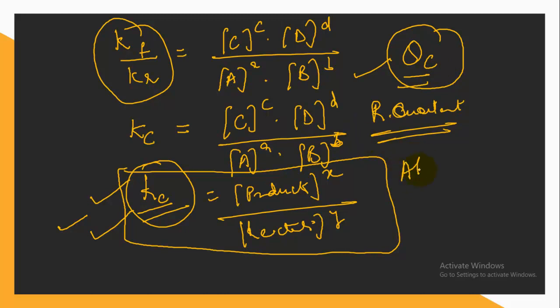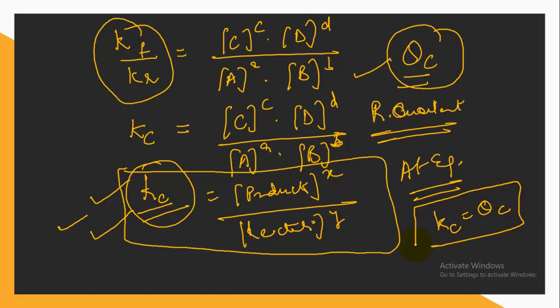And at equilibrium, what happens? Kc is always equal to Qc. That is, the equilibrium constant value is equal to the reaction quotient. So if both values are equal, that specifies the equilibrium point. But if the Kc value is more than Qc, that means the products predominate. And if Qc is more than Kc, that means the reactants are formed more; the reactant concentration is more in this case. So I think you got it, how we need to write the equilibrium constant expression.